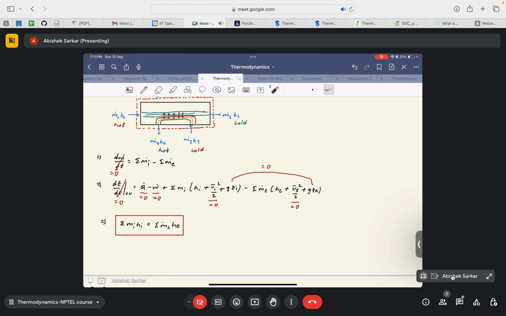In the case of a throttling device, we disregard the summation, so we have h_i equal to h_e, okay, for the throttling process. So I hope this was clear. Any doubt up till now? Clear. Okay then. Thank you so much.